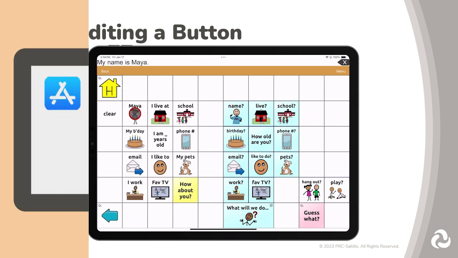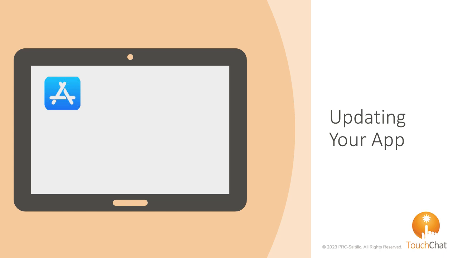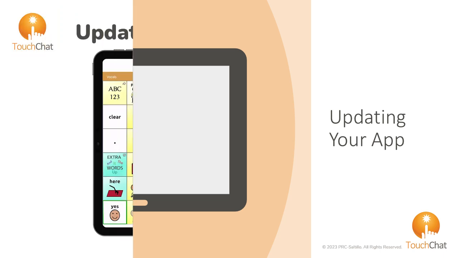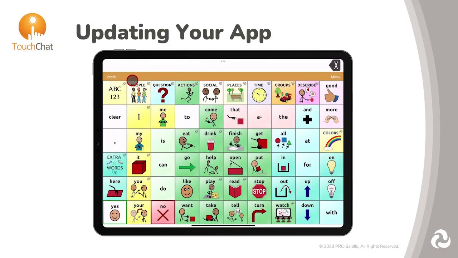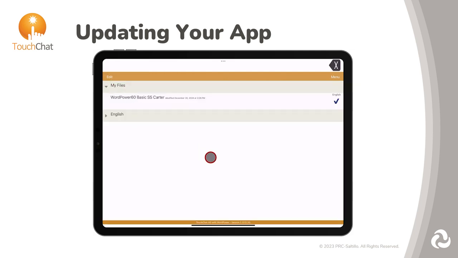My name is Maya. Keeping your TouchChat app up to date will ensure optimum performance and add new features and settings when they're released. PRC-Saltillo announces new updates on the website blog, in email newsletters, and on social media platforms. To check on what version you are running, go to Vocab, then choose New Vocab. At the bottom of your screen, you will see the version of your TouchChat app.